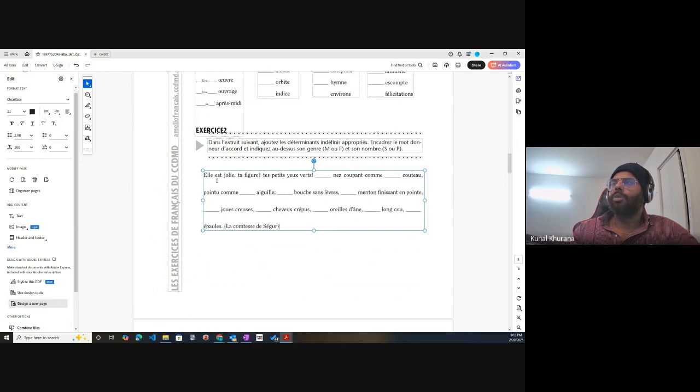Dans l'extrait suivant, ajoutez les déterminants indéfinis appropriés, encadrez les mots d'honneur, d'accord, et indiquez au-dessous son genre, masculin ou féminin, et son nombre, singulier ou pluriel.